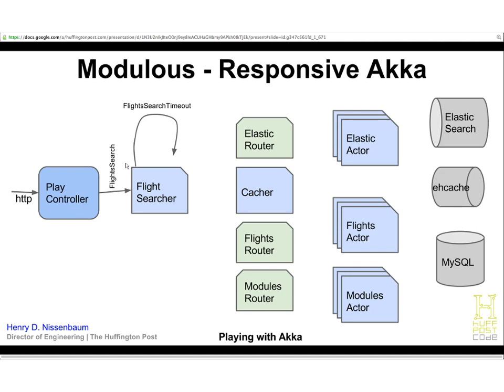Now, you'll recall, and you'll see it there, when we started this thing off, the flight searcher sent itself a timeout message. The reason for that is, during all this interaction with the various actors and Elasticsearch and MySQL, some things could have gone bad, or they could have taken too long. If that had happened, the timeout message would have gotten back to the flight searcher before they all had finished. In which case, the flight searcher would have forgotten about everything else and said, never mind, flights actor, modules actor, I no longer care about what you're sending back to me.